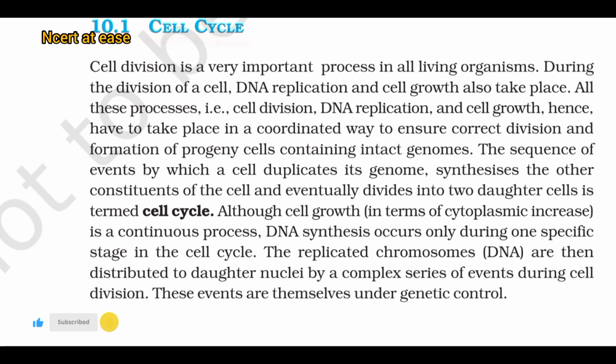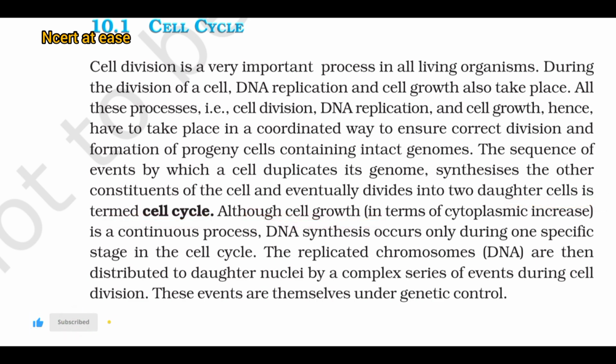Cell cycle. Cell division is a very important process in all living organisms. During the division of a cell, DNA replication and cell growth also take place. All these processes, cell division, DNA replication and cell growth, hence have to take place in a coordinated way to ensure correct division and formation of progeny cells containing intact genomes. The sequence of events by which a cell duplicates its genome, synthesizes the other constituents of the cell, and eventually divides into two daughter cells is termed cell cycle.